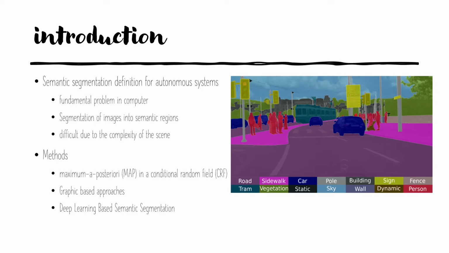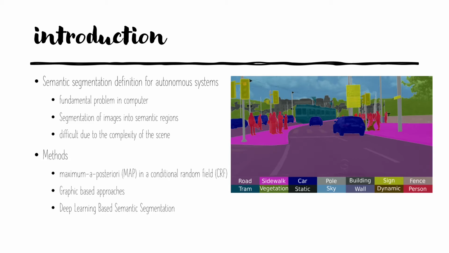The task is difficult due to the complexity of the scene, complicated object boundaries, illumination, small objects, and the large size of the label space. For methods, as we discussed, the goal of semantic segmentation is to assign a semantically meaningful class label to each pixel of an image. Traditionally, the problem was posed as maximum a posteriori inference in a conditional random field, abbreviated as MAP in a CRF, defined over pixels or superpixels.